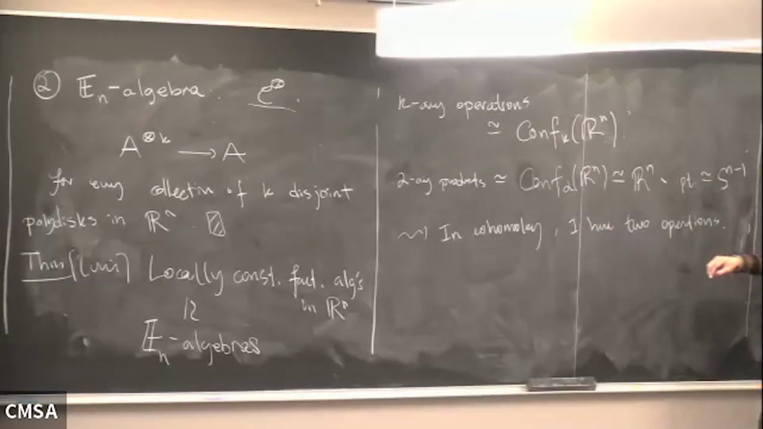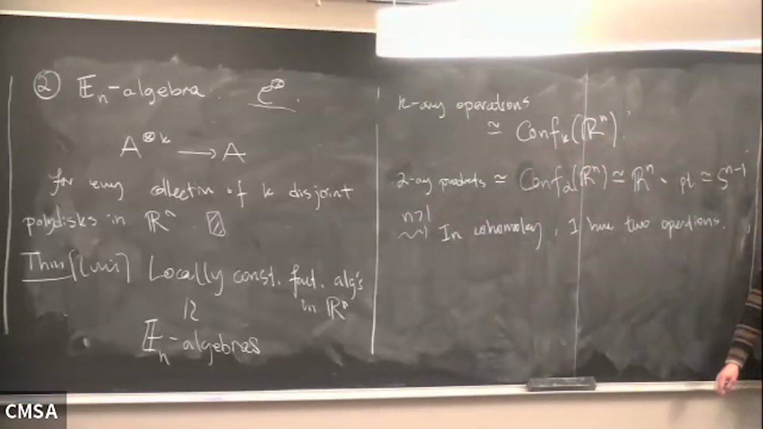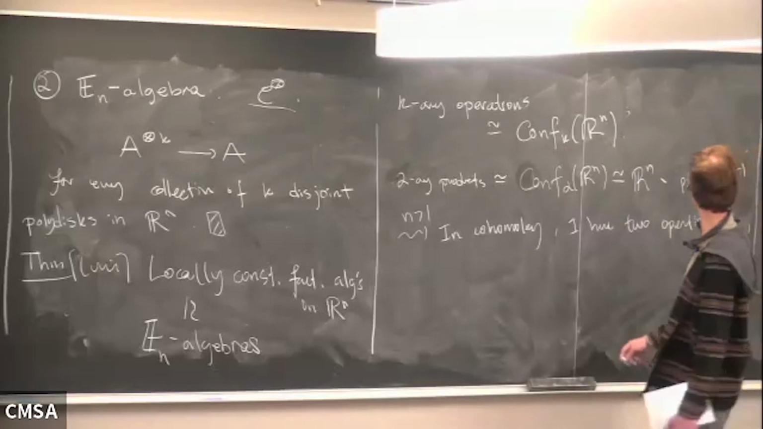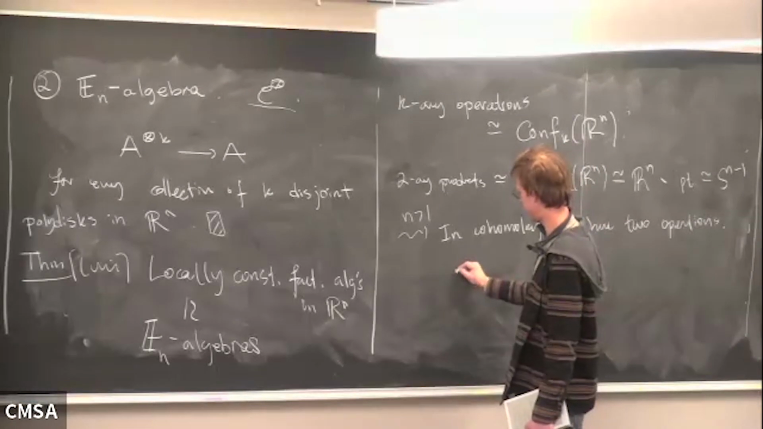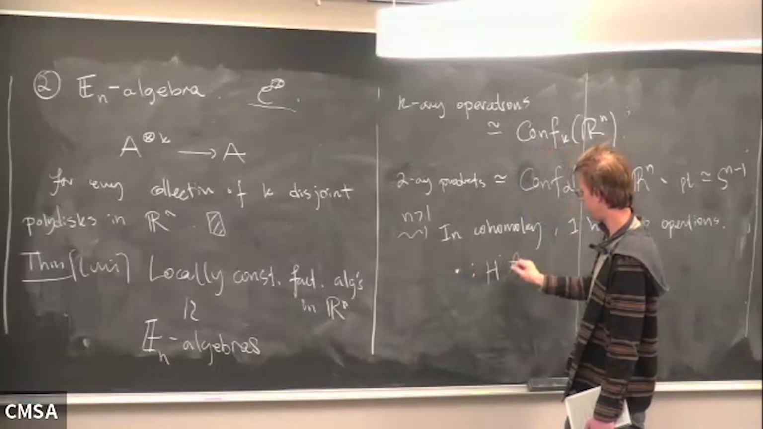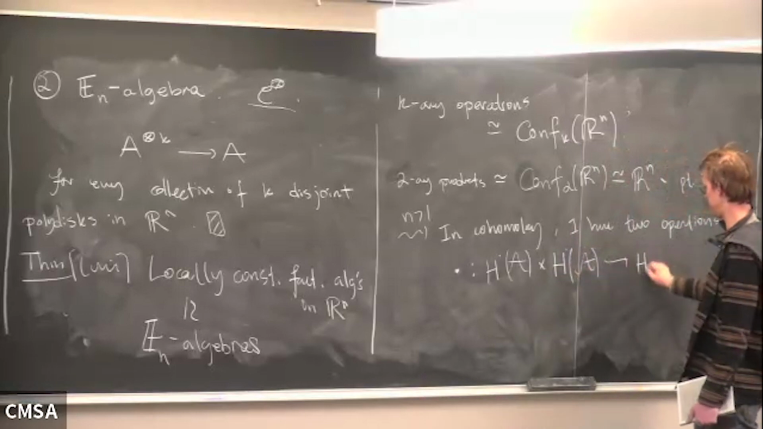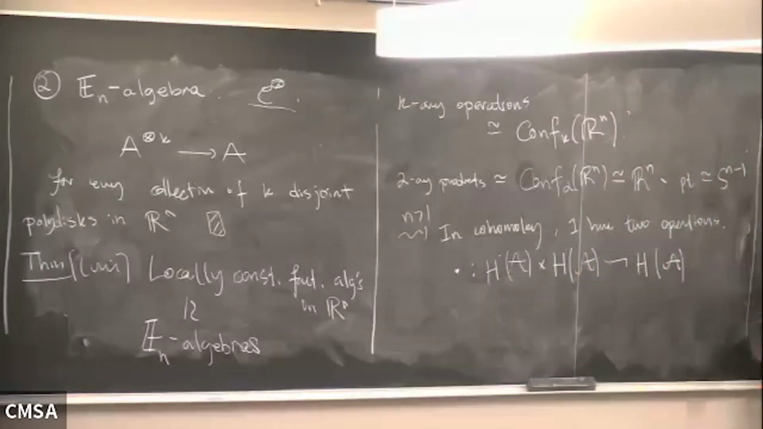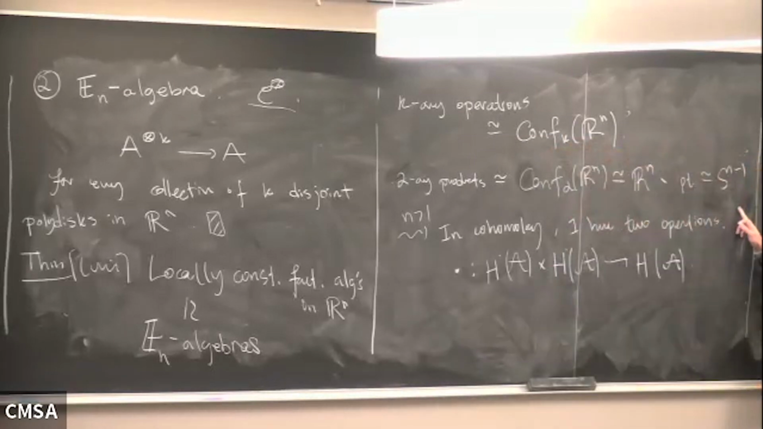At least when n is bigger than 1. So that's a product. Here A is an E_n algebra. So I have a product here. That corresponds to H0 of the (n minus 1)-sphere, so just the constants. But then I also have the volume form on the (n minus 1)-sphere.